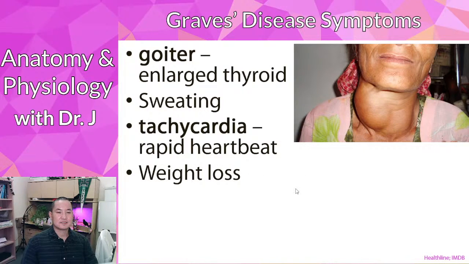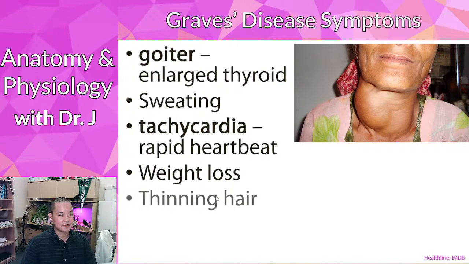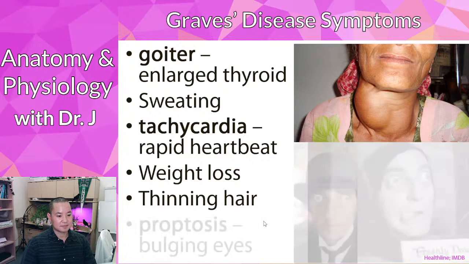Weight loss. The mitochondria are very important for converting the nutrients you eat to energy. So if your mitochondria are in overdrive, they're going to be burning up your nutrients and using up your energy stores. This is why weight loss is a common symptom seen in acute Graves' disease. Thinning hair, because again, if you're burning through all your nutrients, can these nutrients end up feeding your hair follicles and building up your hair? So thinning hair is also a common symptom.